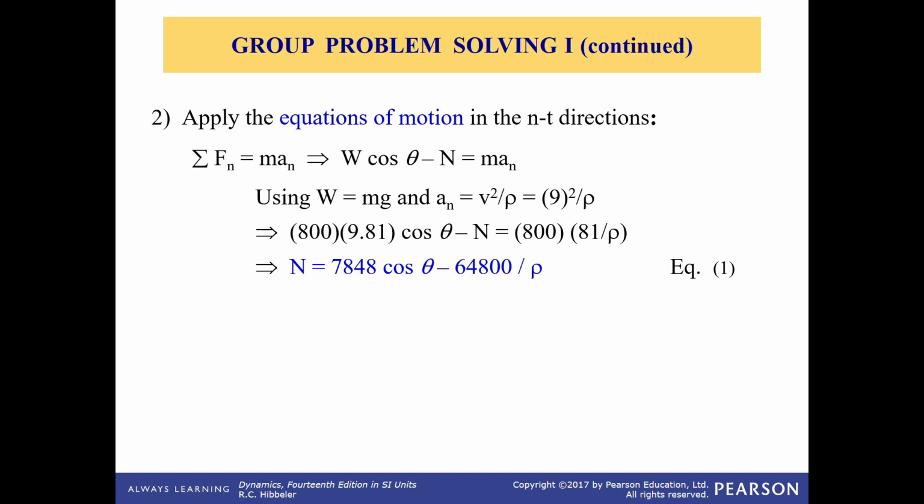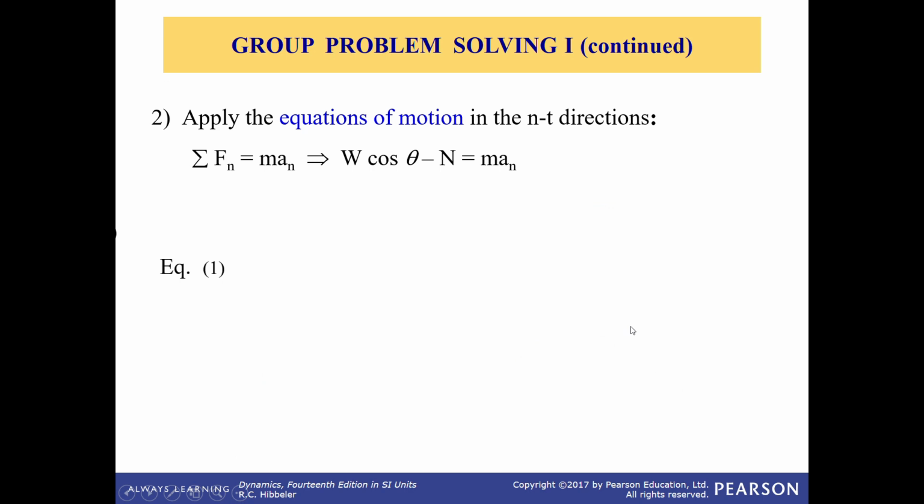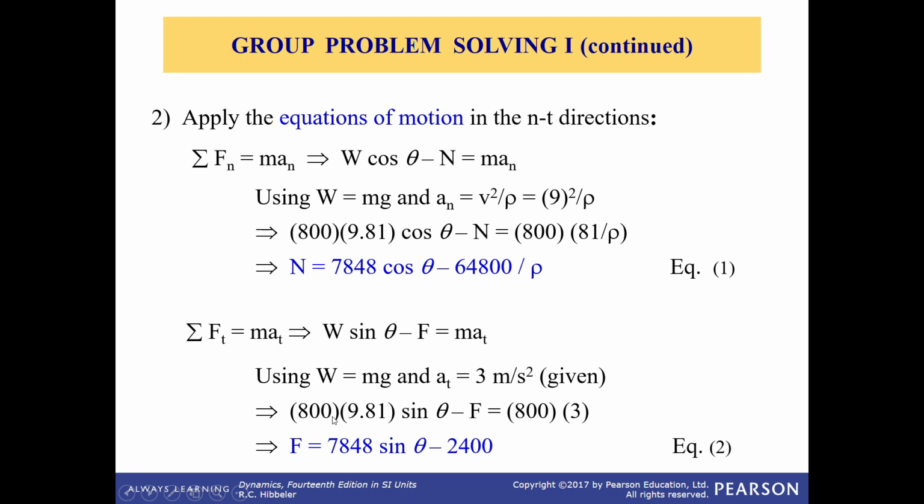Okay, now let's solve for at, summation of Ft equal to m at. Let's refer back to the free body diagram. I have W in this direction, so I resolve it in this direction as well. I will have W sine theta positive and minus F, because F is acting in the t direction but in the opposite direction, so it will be negative, while at will be positive in this direction. So I will have W sine theta minus F equal to m at. Okay, substitute all the values. I will have this equation.